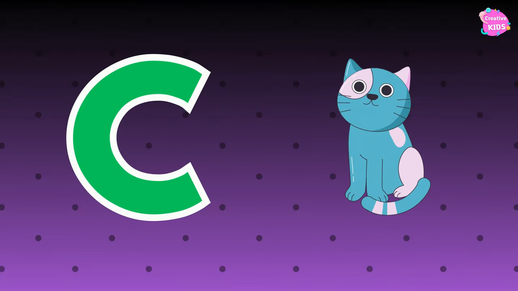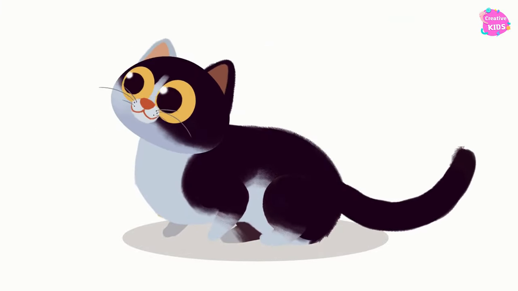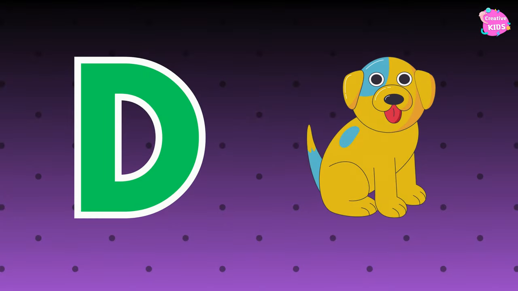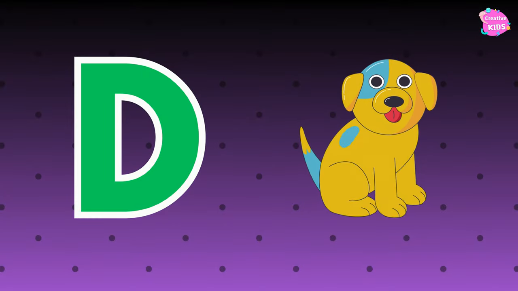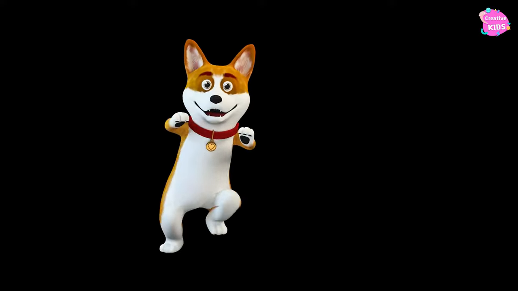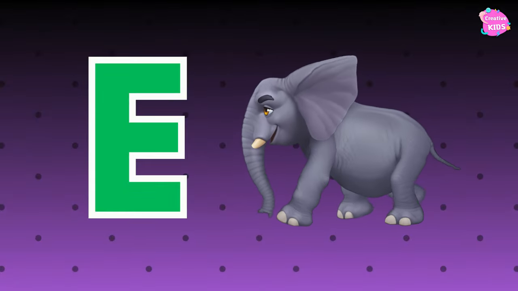C c cat. C c cat. C is for cat. D is for dog. D d dog. D d dog. D is for dog. E is for elephant.